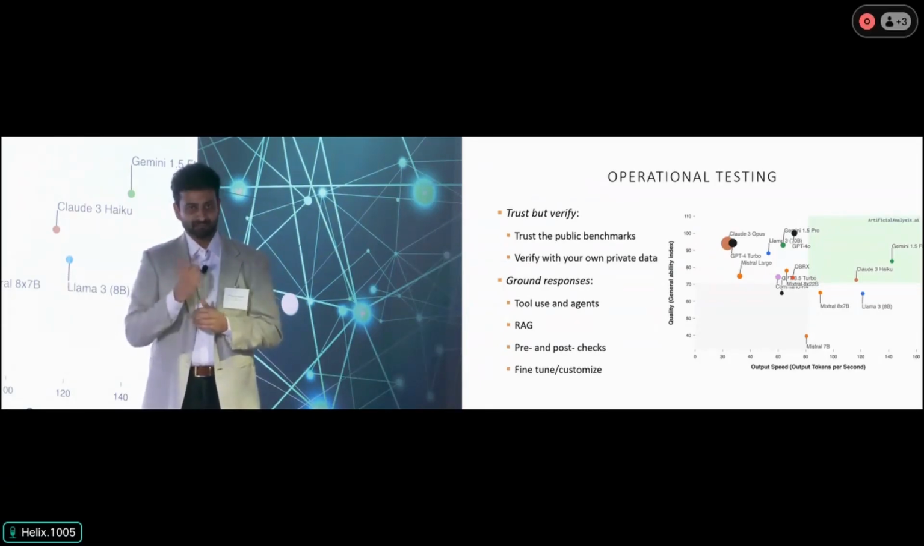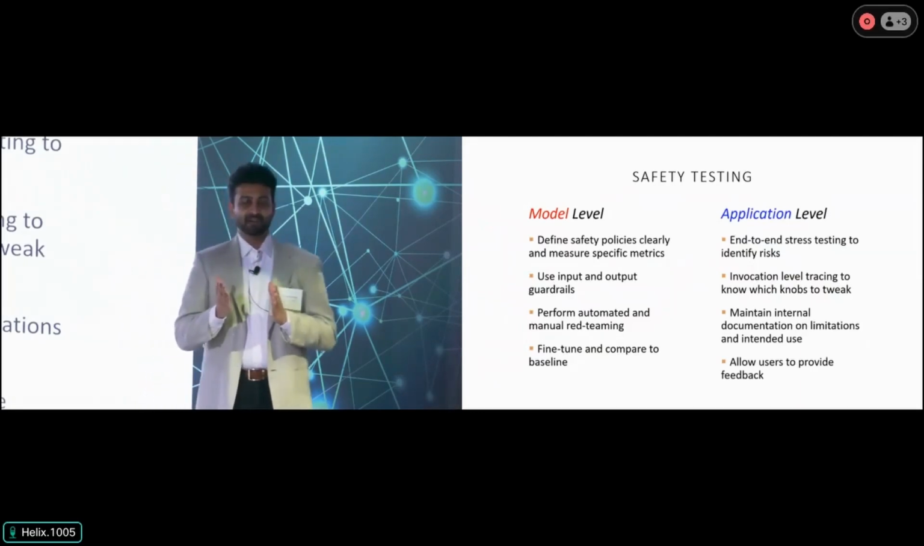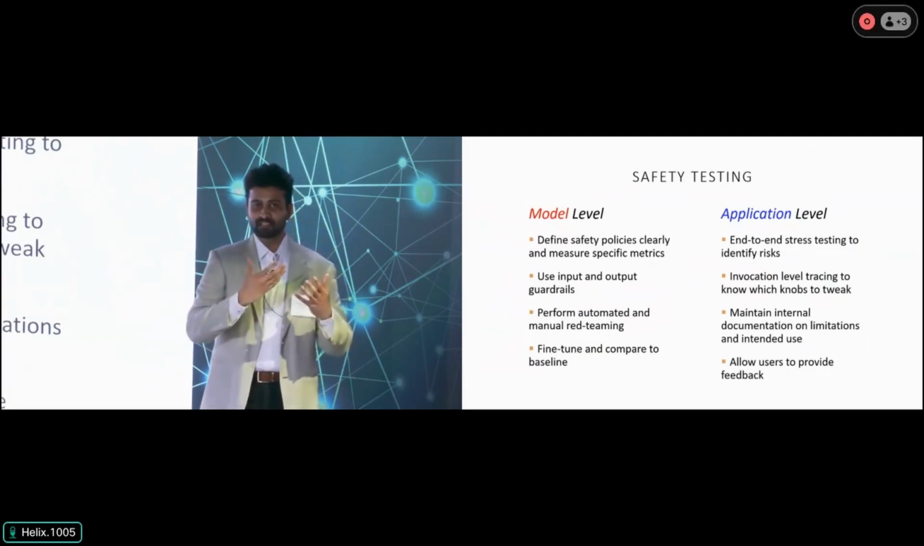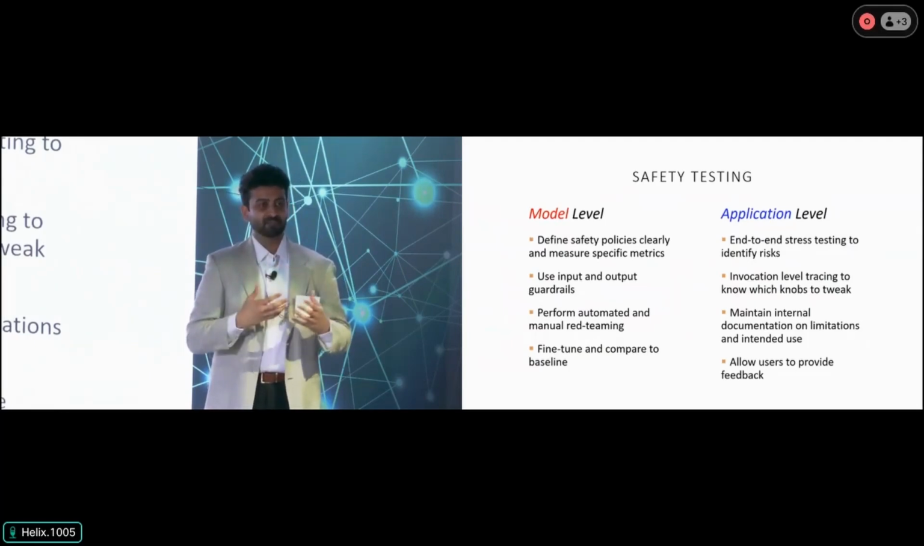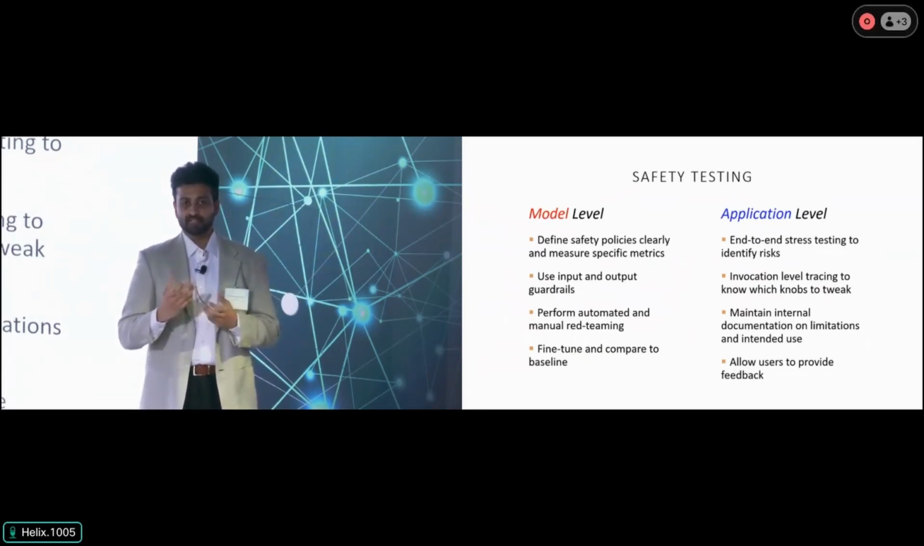And the last one, next, is safety testing, which is really important. We saw the dirty and dangerous sides, but you can do safety testing on the model side as well as the application side. On the model side, you want to clearly define policies that you feel are safe. Sometimes you want to detect toxic conversations as well, and in this case, you don't want to prevent toxic conversations from even being input to the LLMs. So it depends on your safety policies.